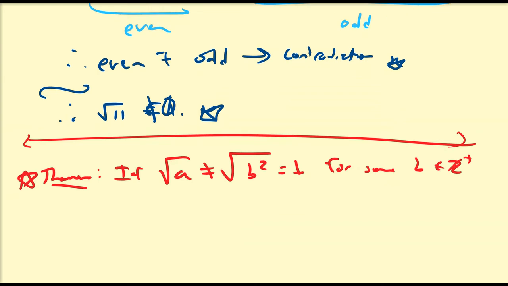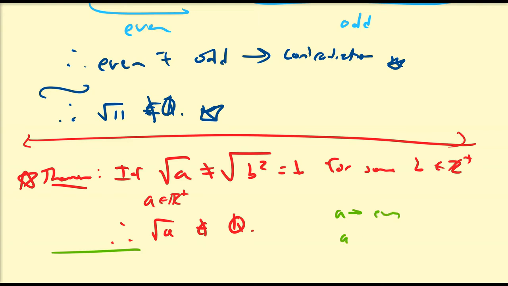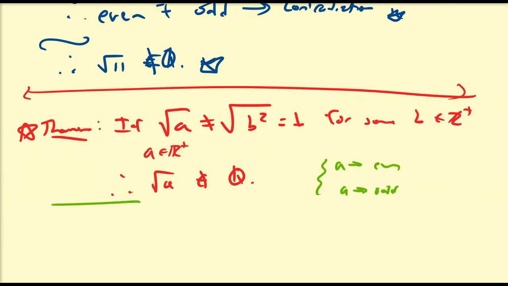So if the square root of a cannot be represented as a perfect square, and of course provided a is a positive real, then the square root of a is not a rational number. And if you want to prove this, split this up into two cases. Show the case where a is even, show the case where a is odd, and they follow parallel proofs to the square root of 2 and the square root of 11 that we just did.